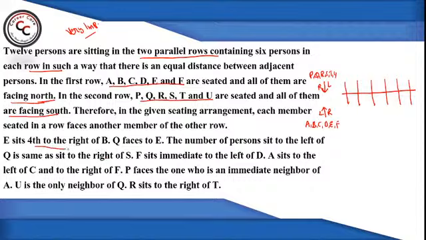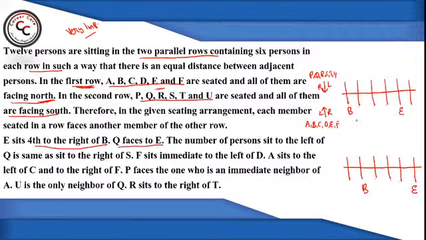E sits fourth right of B. Where E and B are present means E and B are present in the first row facing north. That means the bottom row. Okay. So here you can see E is fourth right of B. If I put B here, first right, second right, third right, fourth right, here it should be E. It is not necessary that this is the only diagram; one more diagram is also possible. Just for your understanding, let me take you to that as well. So B, 1, 2, 3, 4. Here you can put E.